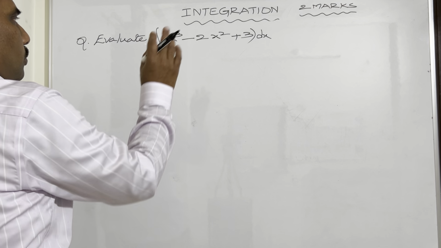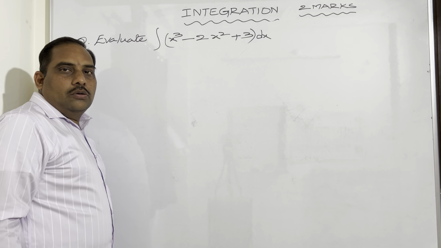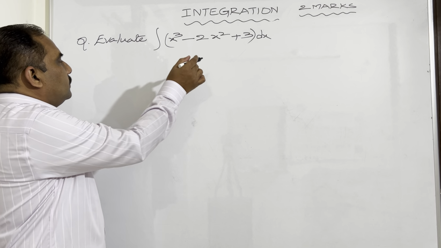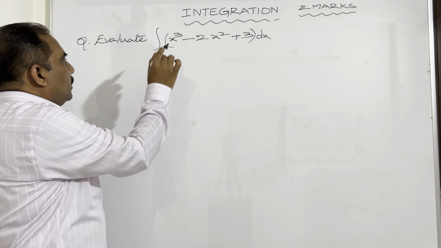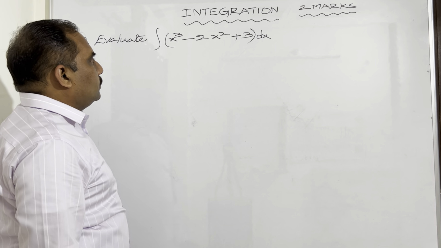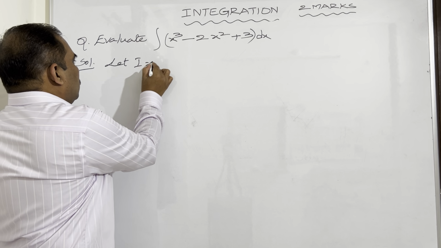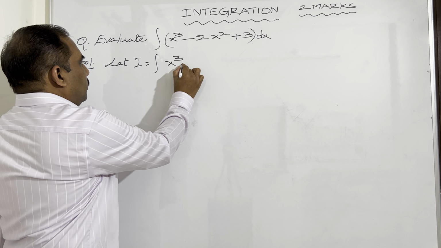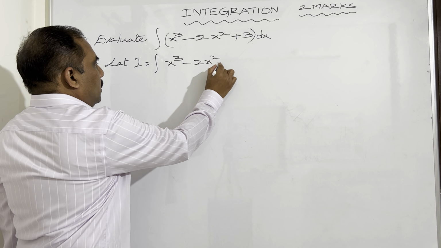In this video we are going to discuss integration 2 marks PYQs. The question is: evaluate the integral of x^3 - 2x^2 + 3 dx. It is also very important, and it was given in final examinations in previous years. So how to find the integral of this function? Let I = integral of x^3 - 2x^2 + 3 dx.